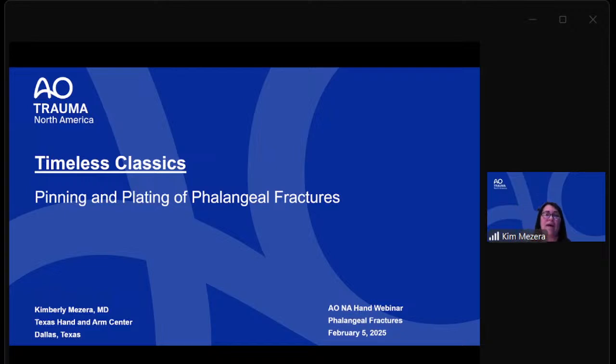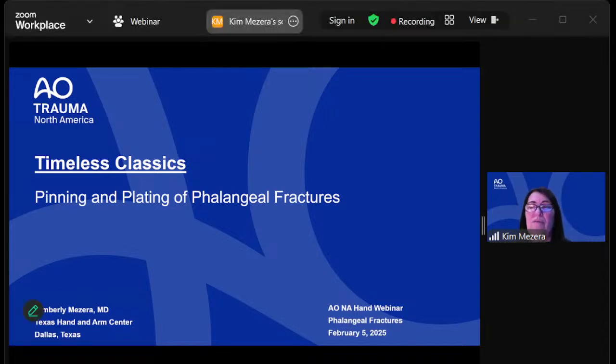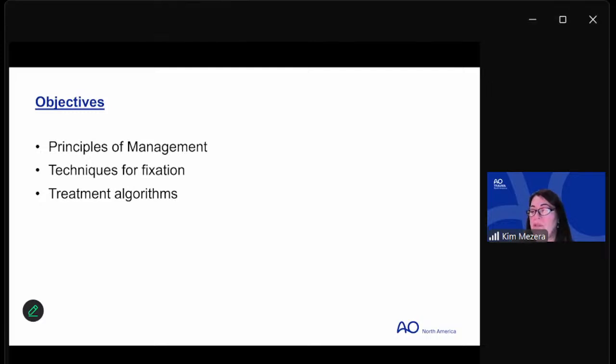So my task this evening is to talk about what I call the timeless classics, the plating and pinning of phalangeal fractures. So a lot of basics that we'll go over and review. Just some objectives, kind of what we had just mentioned, but we want to understand what the principles are here in these phalangeal fractures, what our goals are, also what techniques we have for fixation, and then how to decide what fracture has the need for what technique.